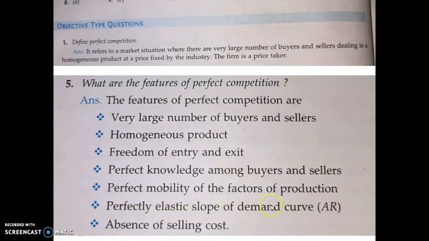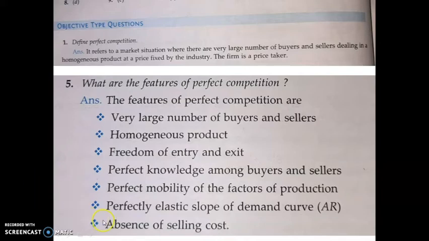Then, perfectly elastic slope of the demand curve. Here the AR or demand curve is equal to average revenue, and that is equal to marginal revenue, because the price is the same in perfect competition for the product. That's why the demand curve has a perfectly elastic slope. That means the demand curve, AR curve and MR curve are the same and parallel to the x-axis, a horizontal straight line. That is the slope of the demand curve, AR curve and also MR curve in perfect competition.